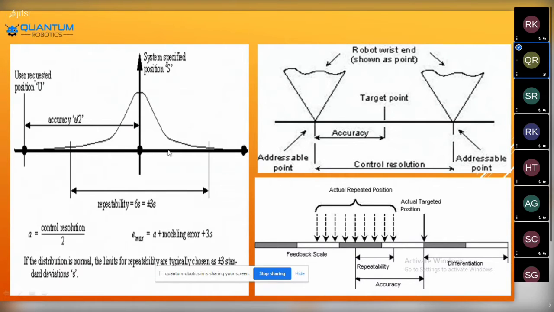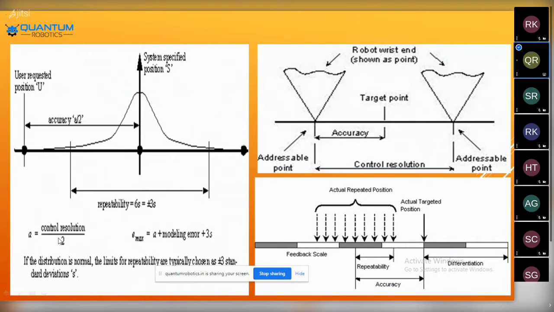Previously we have seen plus x, minus x, plus y, minus y, like that. So here, if the particular angle moves towards the left side, it will be plus 3, and if it goes to the right side, it will be minus 3. According to this, we are going to calculate the repeatability of the particular angular variance and the control resolution, and after that we can get the repeatability of the resolution.